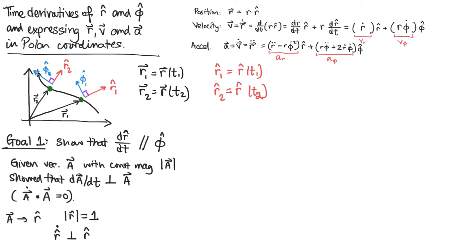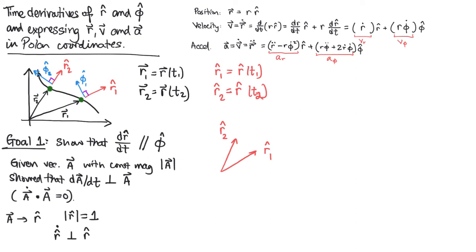So how can we choose? How can we figure out if the time derivative of r hat points parallel to phi hat versus anti-parallel to phi hat? Well, to figure that out, let's take a look at these r1 hat and r2 hat vectors. So I've copied them over here, okay? And I've just moved them so that they have the same point of origin, but I've done my best to recreate the vectors as they were. I made them a little longer for clarity.